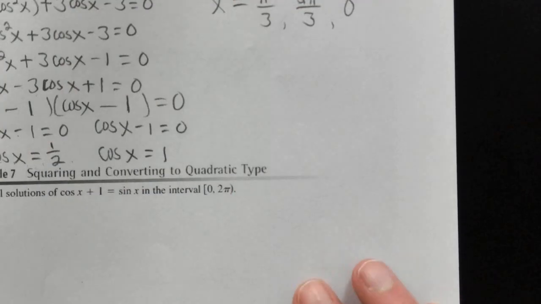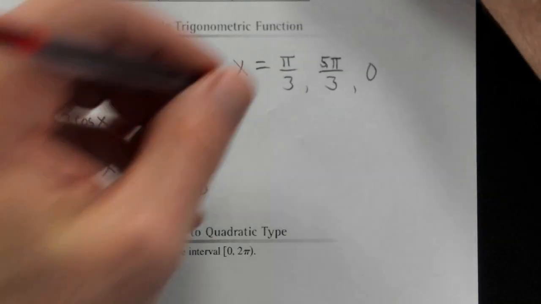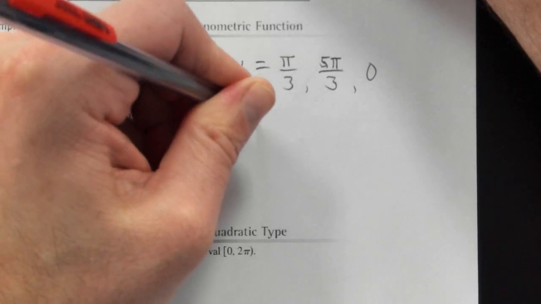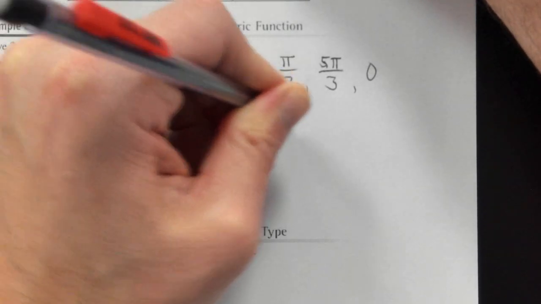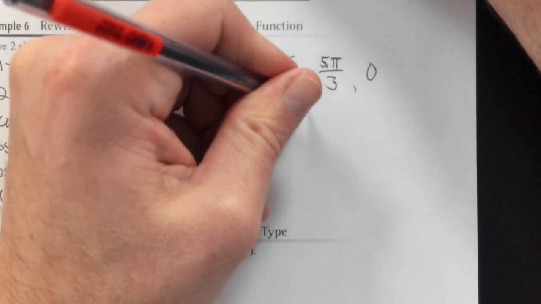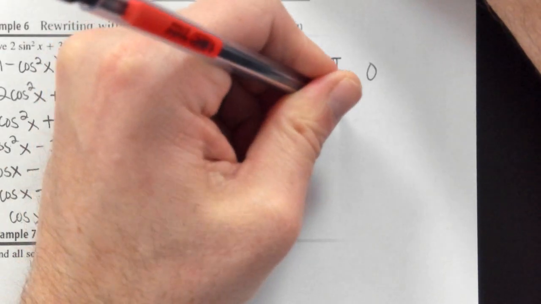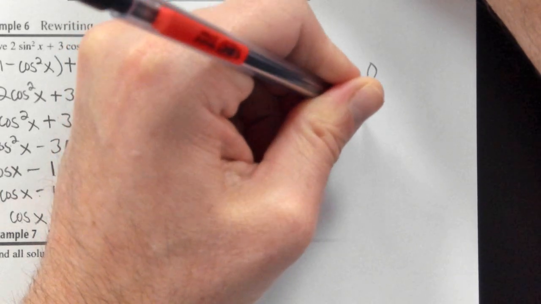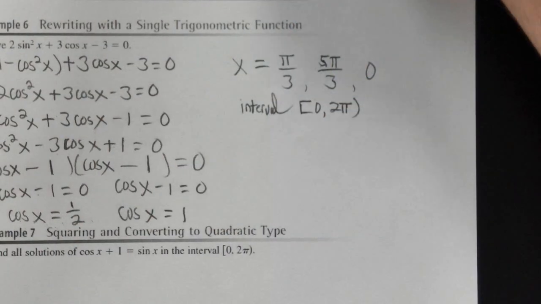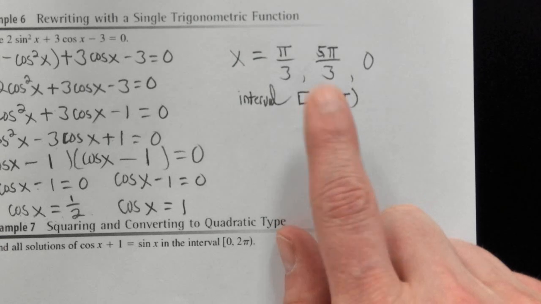All right? So those are my 3 solutions over the interval of the first period, which is from 0 to 2 pi. Of course, not including 2 pi because that would be the first repeating value. It would be the same as 0.